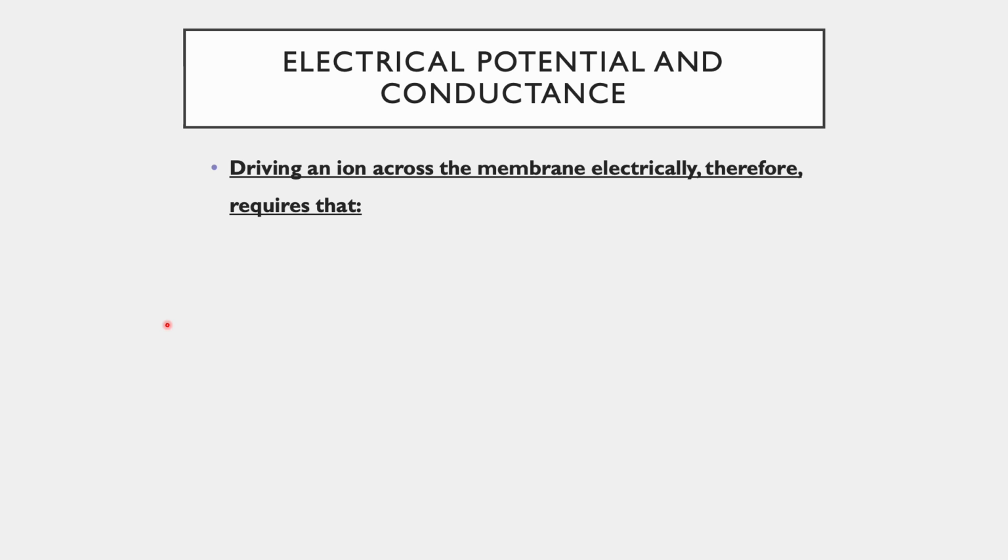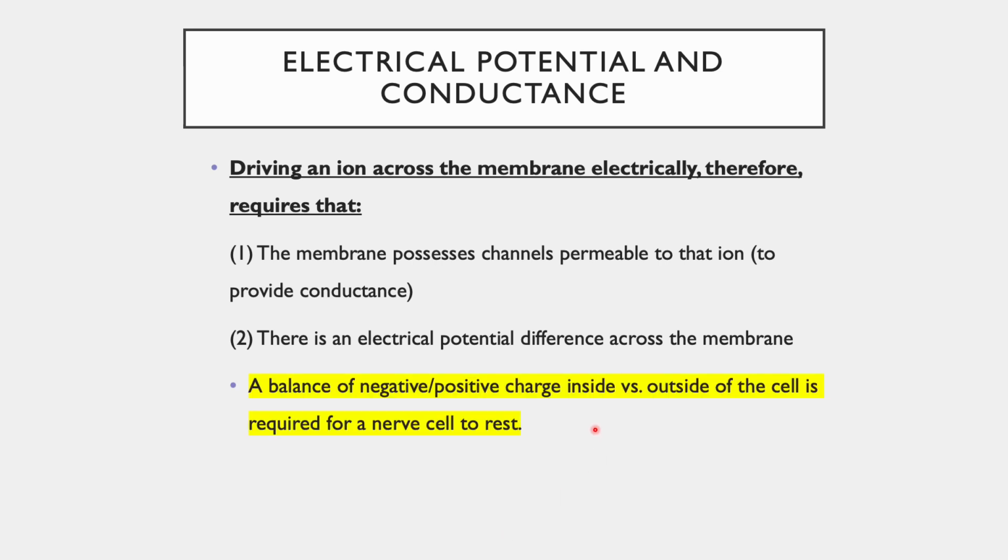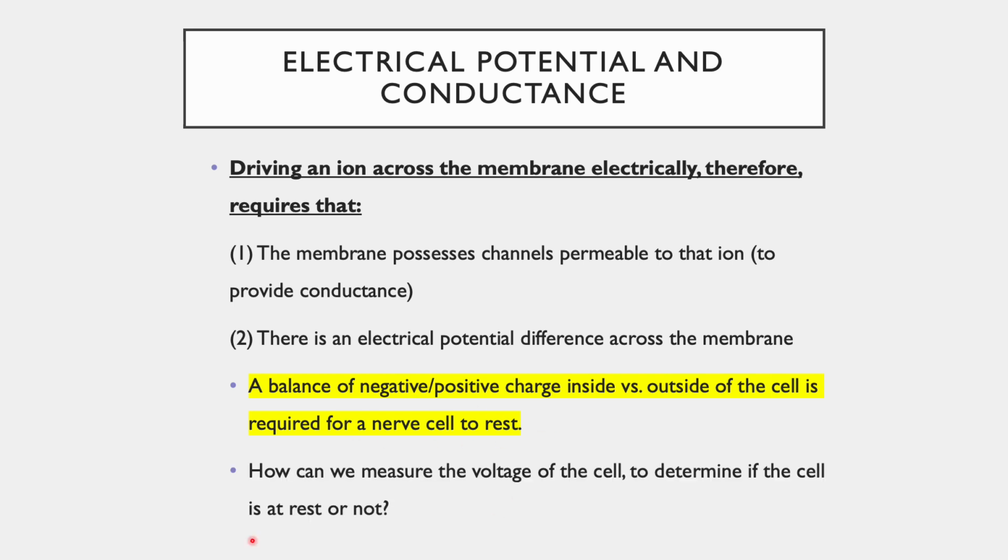Driving an ion across the membrane electrically requires a few different things. First, the membrane must possess channels that are permeable to that ion to provide conductance. So for example, we could have ion channels that are permeable to potassium. Second, there is an electrical potential difference across the membrane. This difference is important because we need to have a balanced ratio of ions in and out of the cell to create this balanced electrical potential. A balance of negative and positive charge inside versus outside of the cell is required for a nerve cell to rest. How can we measure the voltage of the cell to determine if the cell is at rest or not?